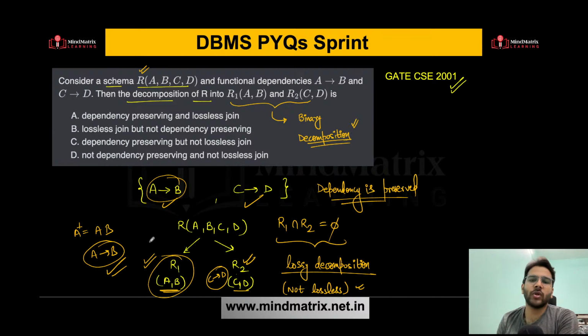Is this clear? So this decomposition is dependency preserving but not lossless join. So option C will be the correct answer here, dependency preserving but not lossless join, because it is a lossy decomposition as there is no common attribute, and that common attribute should be a key. So there is no common attribute, that means clearly you can say it is a lossy decomposition. Yes, option C is the correct answer for this question.